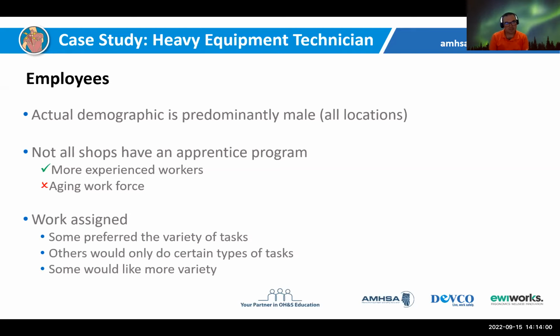And then again, the work assigned differed by shops. Some preferred the variety of tasks. Other workers would like to do just certain things. And some workers would like more variety, but what they were being assigned by their leadership team wasn't giving them the variety or the experience or other things that boded well for making sure that their system took care of all of their workers' needs.